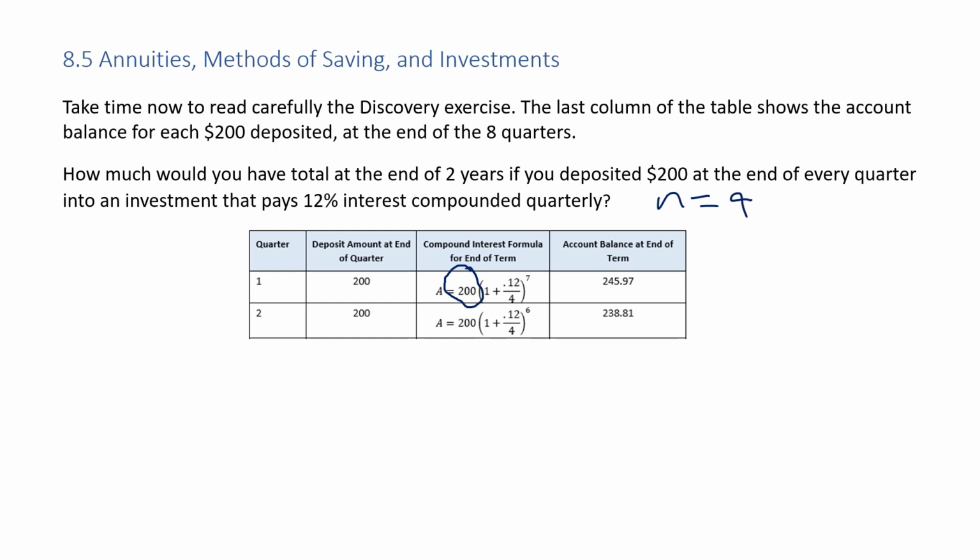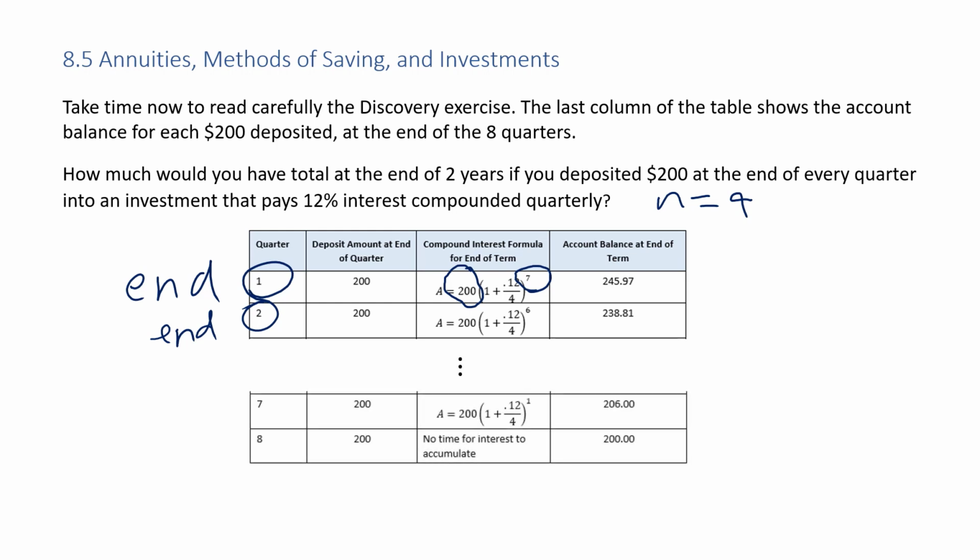Note that we put the money at the end of the quarter, so if you put money in at the end of the first quarter, you've got 7 quarters to accumulate. The $200 you put in at the end of the first quarter will have accumulated to $245.97 at the end of the 2-year term. Let's note that the money that you put in at the end of the second quarter will have only $238.81, and that's because it has 1 quarter less time to earn the interest.